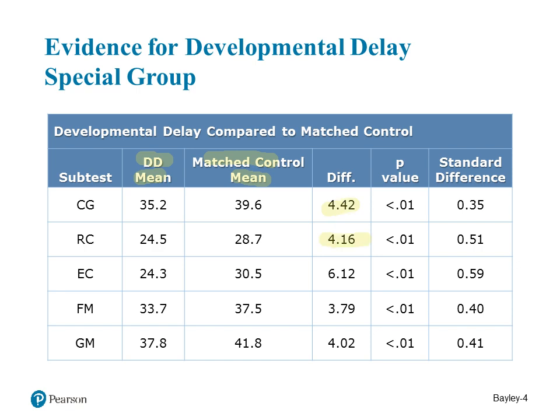And we note the difference between the two right here. And these differences are significant. They are true differences, and you notice over here in the standard difference column, the effect sizes are moderate. So just as we would have predicted, the developmental delay special group scored lower on these 5 subtests than a matched control group.